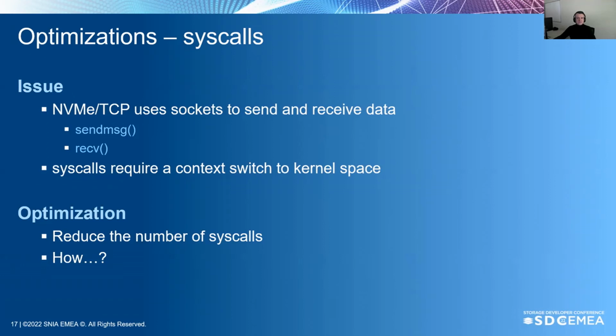So next, syscalls. I've mentioned earlier that when you use SPDK, you reduce the number of syscalls. And that is true, but we still have to do some syscalls. For example, we still rely on the kernel for networking. So with NVMe over TCP, we still need to do calls like sendmsg and recv to transfer the data. And of course, each syscall requires a context switch to the kernel, which is pretty costly. So we want to reduce the number of syscalls as much as we can. So let's see what we can do about it.